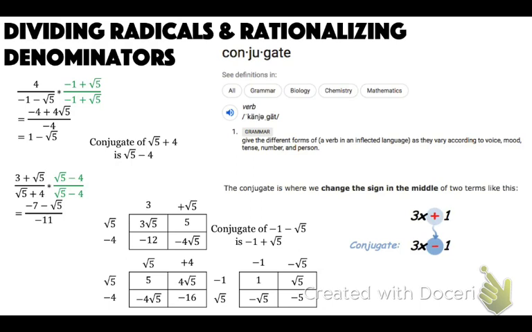Okay, so however you multiply it, you could distribute, whatever. I think you guys know how to do that, so I'm not going to go through all the math. But then notice here how we have that negative in the bottom. We don't like that. So we're just going to multiply everything by negative 1, which just switches all the signs. So 7 plus square root of 5 over 11. Okay?